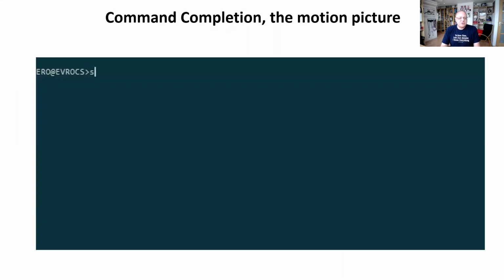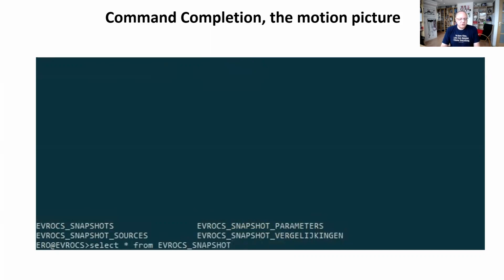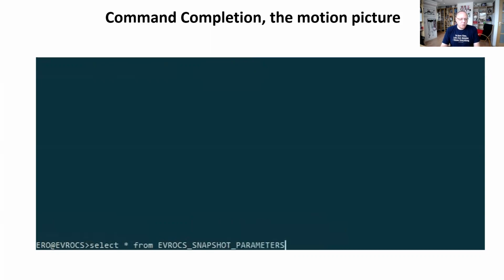Here you can see it in action. Select star from EVR. And I hit tab. And there's the list. avrox is already filled in. Type in SN, hit tab. The list is shortened, snapshot is filled in. I type P and tab. There's only one hit left, so it's filled in and the list is gone.